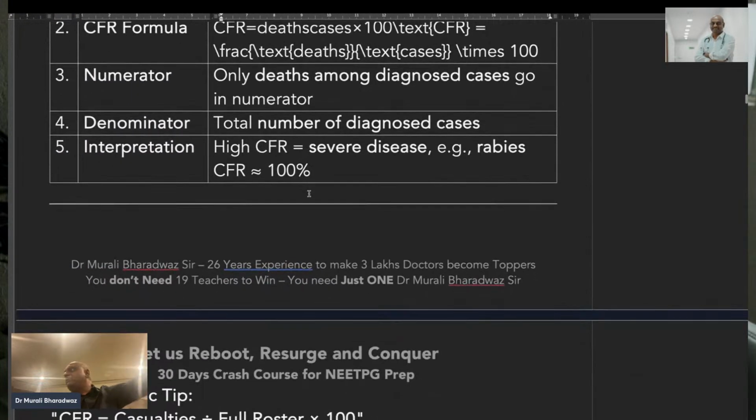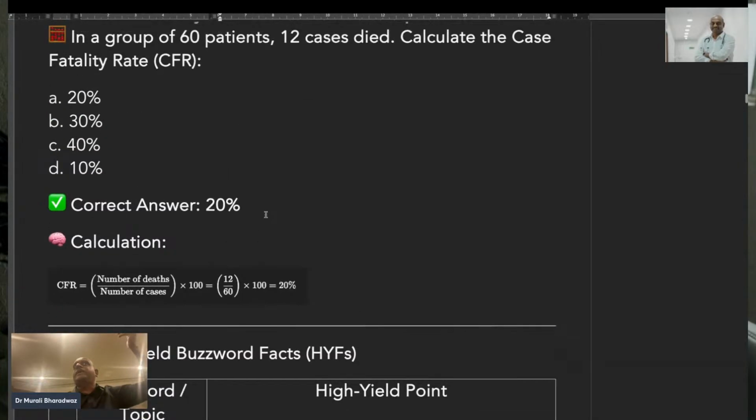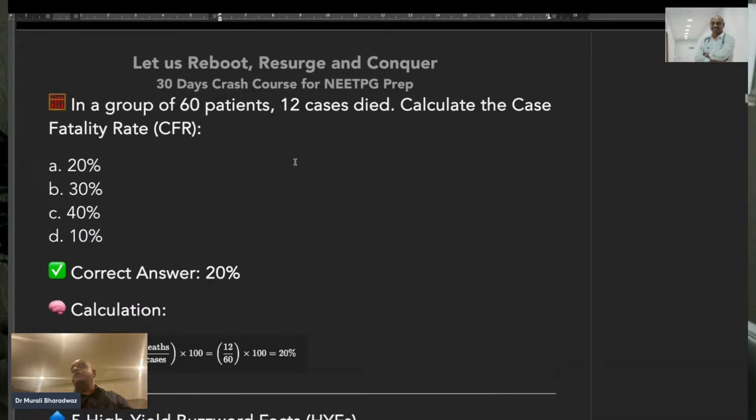So high CFR means severe disease. So here it is number of deaths by number of cases. 12 died out of 60, but you need to know divisions, multiplications also. That also I will teach. No problem.